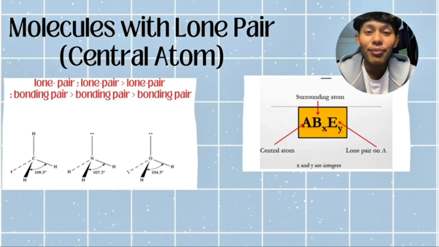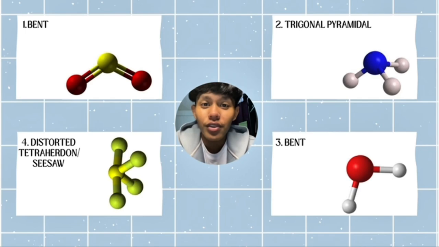Because of lone pair repulsion, bond angles become smaller, as seen in molecules like NH3 and H2O. This is why molecules with lone pairs have distorted shapes compared to ideal geometries. This image shows several molecular shapes based on the VSEPR theory.